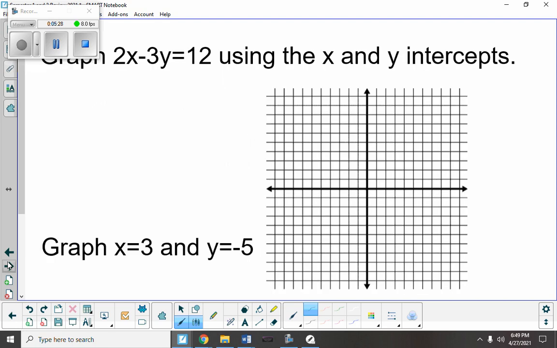All right, let's talk about graphing. It says graph 2x minus 3y equals 12 using the x and y intercepts. Now for the x-intercept, we have to remember that the value of y is 0 because somewhere on this x-axis there's going to be a point. And on the x-axis, the value of y is 0 on all of these points on the x-axis.